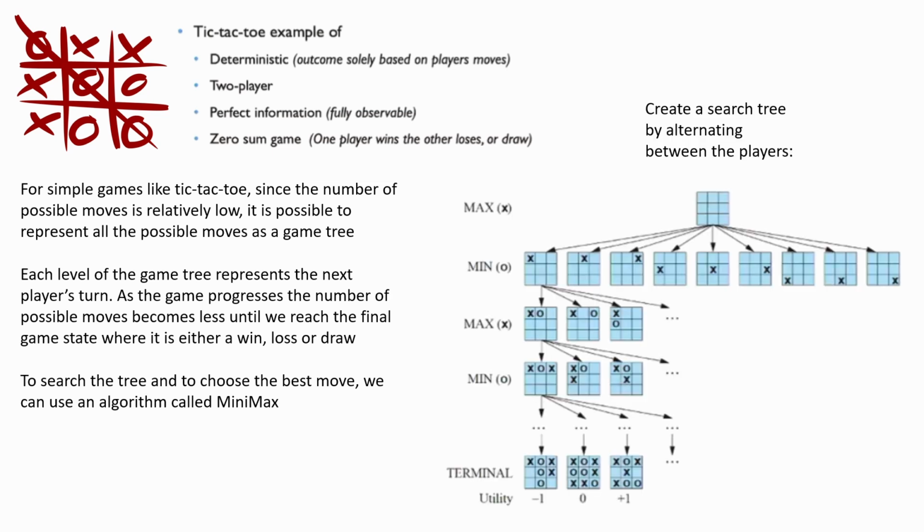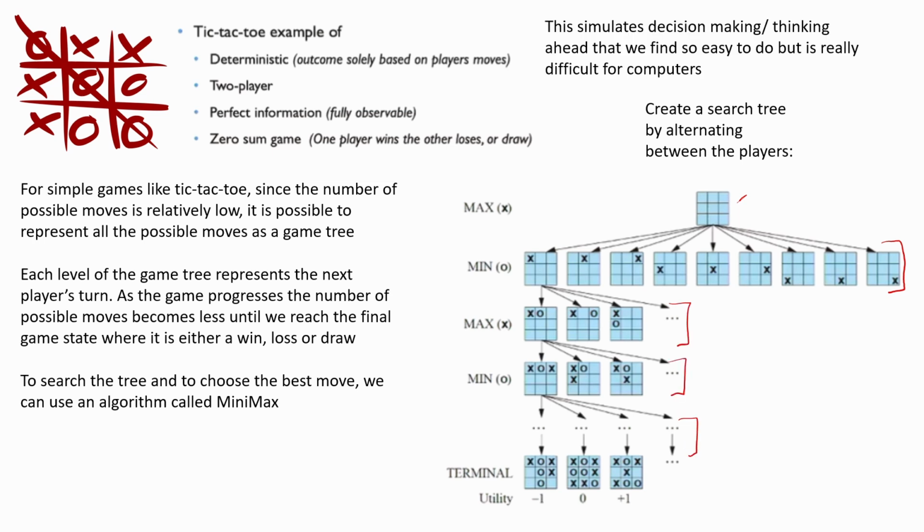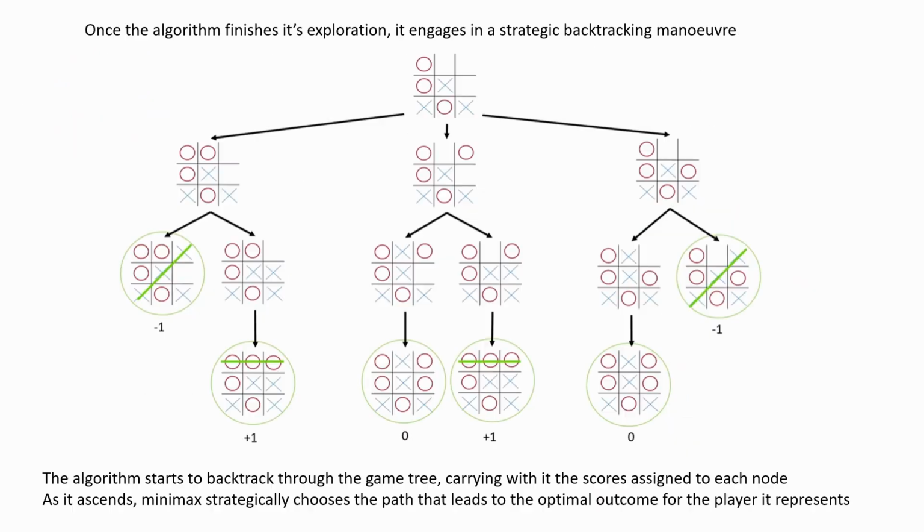So, first we need to create a search tree by alternating between the players. As you can see, the top one is the max player, and then we have the second level, which is the next player, and then it alternates back and forth at each level. This simulates decision making or thinking ahead that we find so easy to do, but it's actually really difficult for computers. Now, once the algorithm has finished its exploration, that is, once it's made its search tree, it's going to strategically backtrack so that the players will be assigned the perfect optimal outcome.